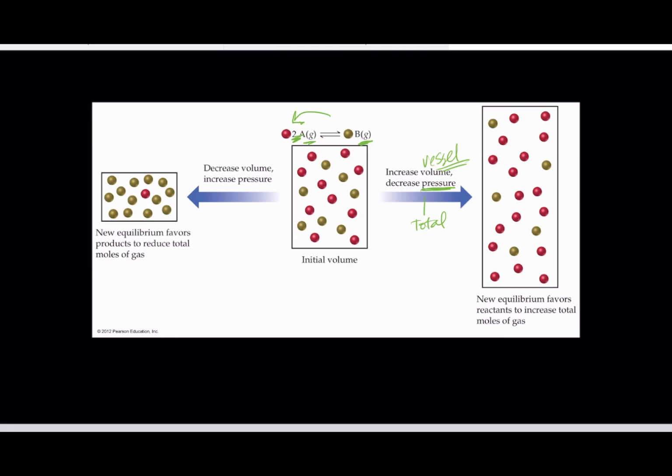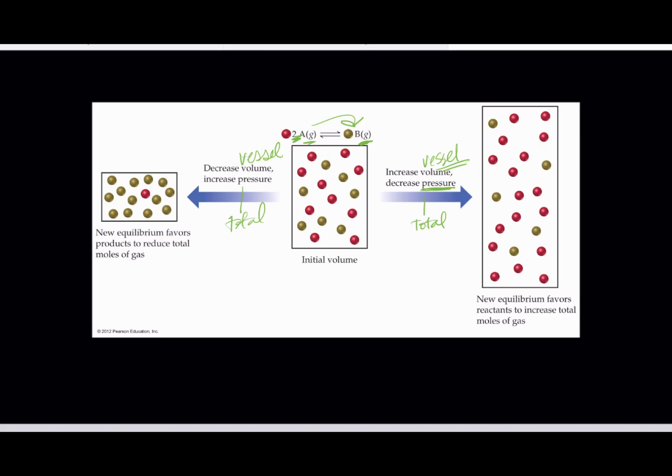On the flip side, if we decrease the volume of the vessel, it increases the total pressure. And if we increase the total pressure, then the system wants to decrease it. And it'll go to the side with fewer moles of gas, because that will be fewer collisions with the walls of the vessel and a decreased pressure, which sends us back to where it was before.